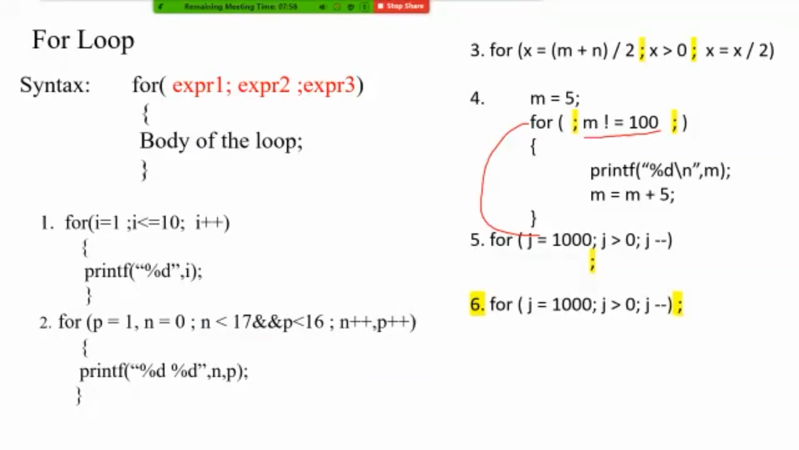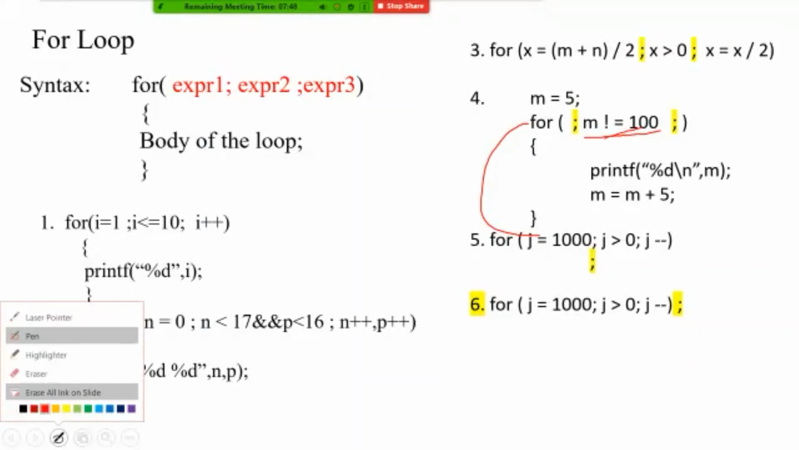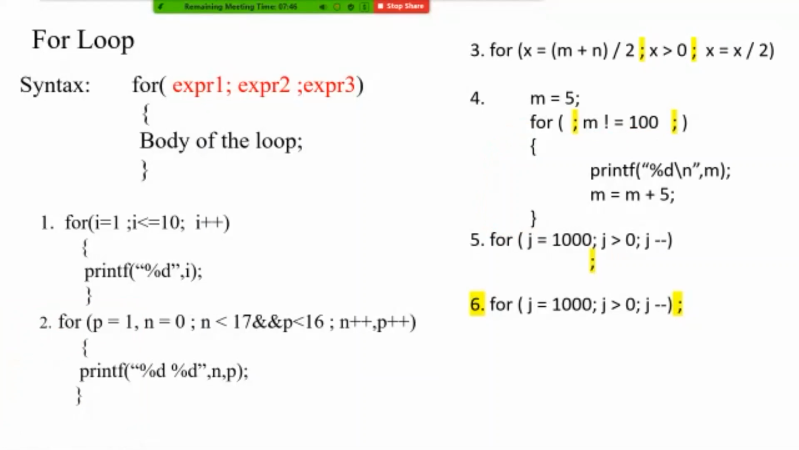So when it is 95, it will be printing 5, 10, 15, 20, 25, 30 up to 95. When it is not equal to 100 only, it will be printing. When it is equal to 100, it will not be printing. Understood? These types of questions will be asked in interviews. When you get a code snippet like this, you should execute it line by line.